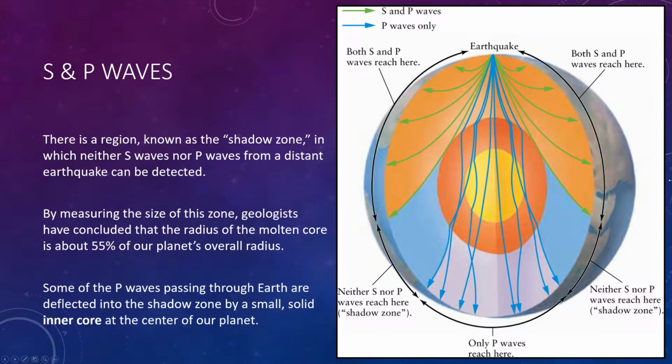There is also a region in which neither S nor P waves from a distant earthquake can be detected, as you can see in this blue area. This "shadow zone" results from the way in which P waves are deflected at the boundary between solid mantle and molten core. By measuring the size of this zone, geologists have concluded that the radius of the molten core is about 55% of our planet's overall radius. Some of the P waves passing through the Earth are deflected into the shadow zone by a small, solid inner core at the center of our planet.